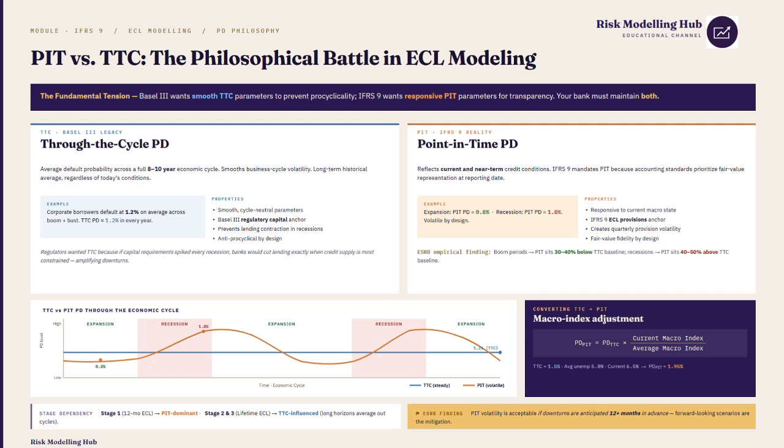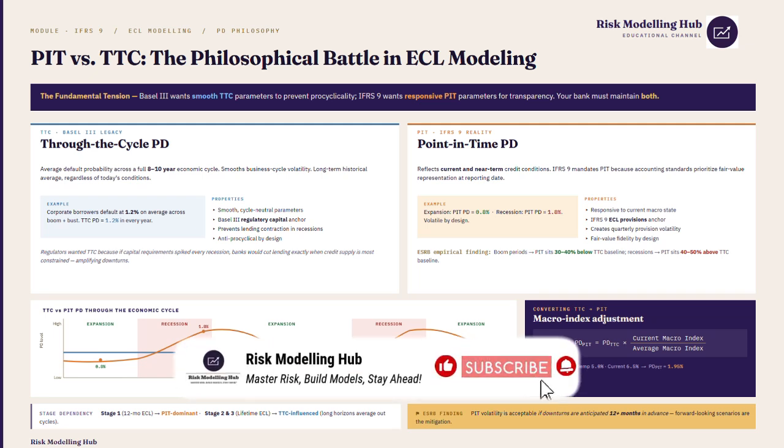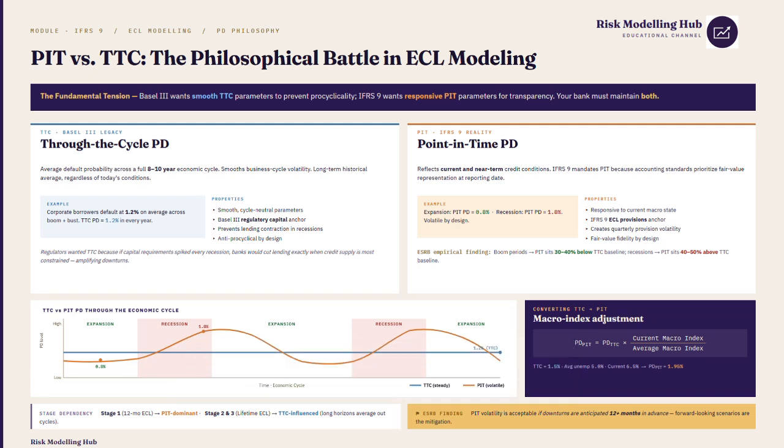So I'll quickly go through what TTC and PIT mean. TTC averages the default probability across a full 8 to 10 years of the economic cycle, and the idea is to smooth the business cycle volatility. It is a long-term historical average regardless of today's conditions, right? And the point-in-time PD reflects the current and near-term credit conditions. IFRS 9 mandates PIT because accounting standards prioritize fair value representation at the reporting date, right?